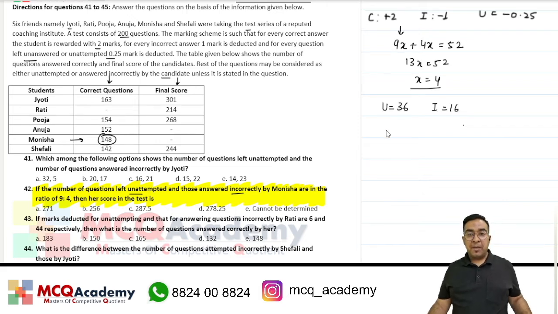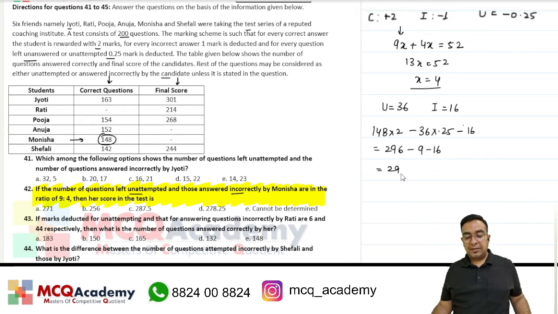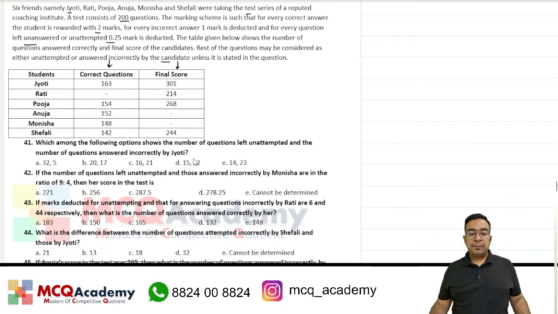Now we need to calculate the marks that she has scored. So for every correct question, she is getting 2 marks. So the score will be 148 into 2. Unattempted question is equal to 36. So this is 36 into 0.25, and incorrect answers are 16. So for every incorrect, she is losing 1 mark. So minus 16 into 1. Finally solving this, we get 296 minus 9 minus 16. So 296 minus 25. This is equal to 271. Option number A will be the answer to this question. Question number 43.